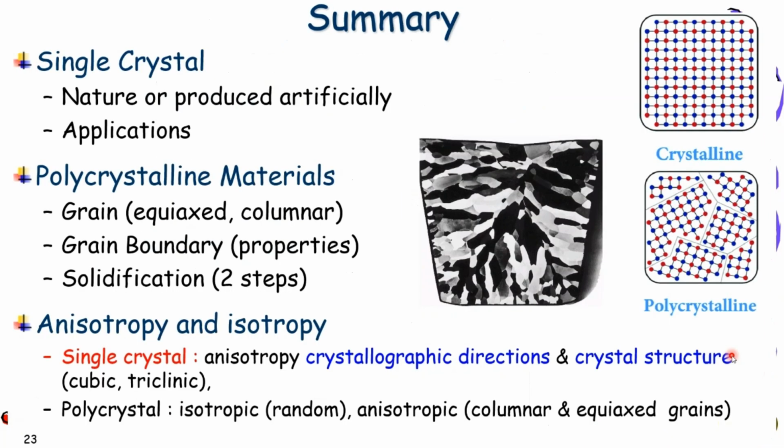Right. So this section is easy. We talked about single crystal and polycrystal materials, and anisotropic and isotropic. And anisotropic is divided into two parts. The first part is single crystal. The second part is polycrystal.